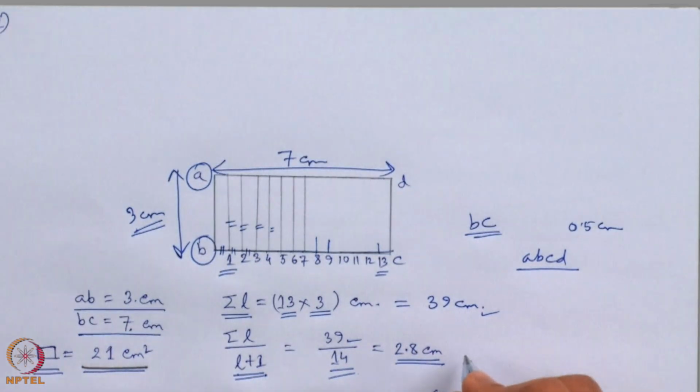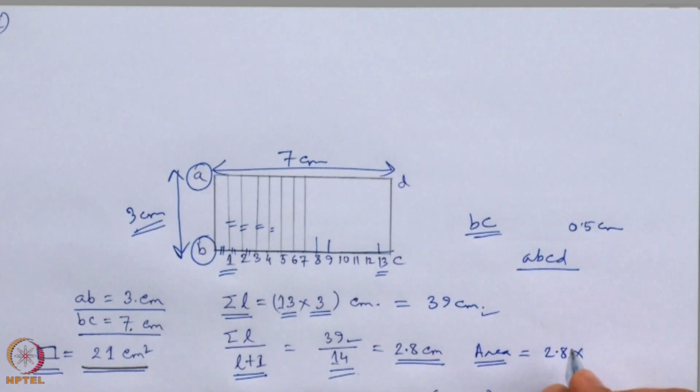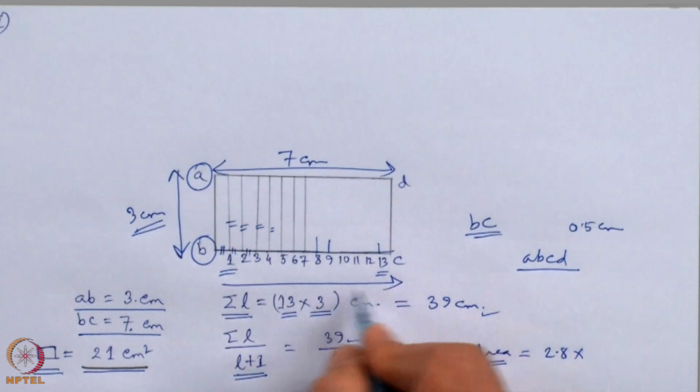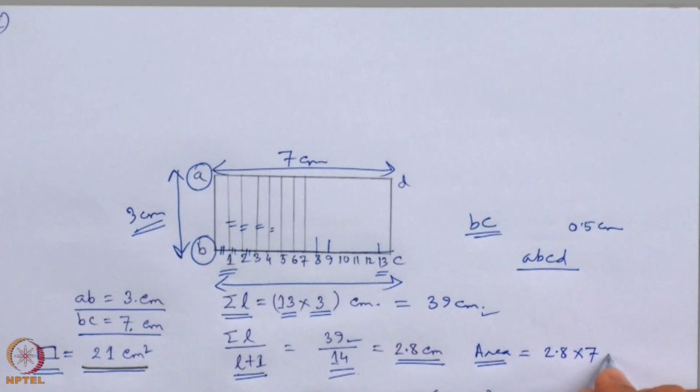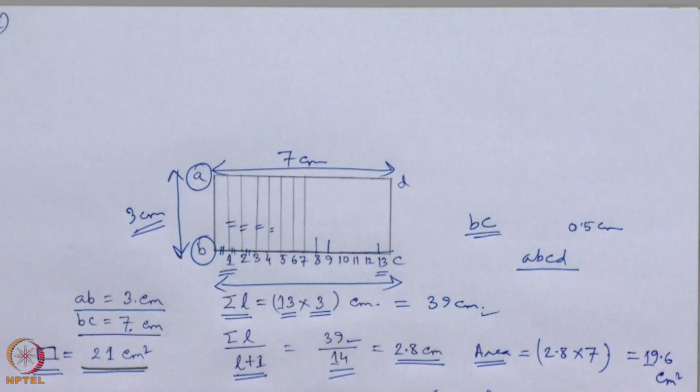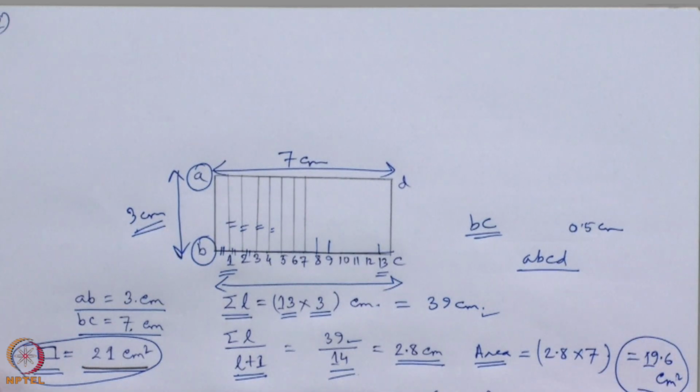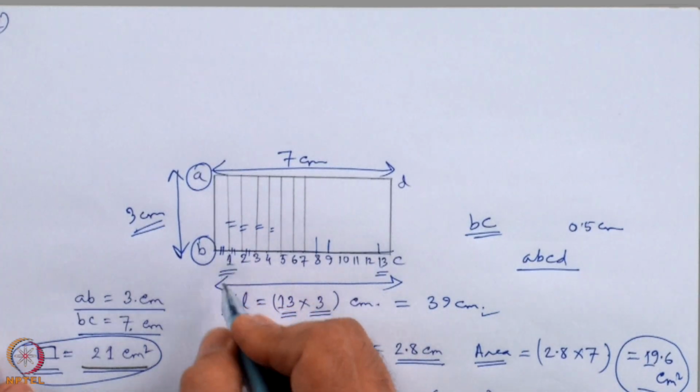So, the area of the rectangle using approximation formula will be 2.8 centimeter multiplied by the BC length, which is 7 centimeter, which turns out to be 19.6 centimeter square. Now, you can compare, the true area is 21 centimeter square, whereas using approximation formula I have got 19.6 centimeter square. A question comes frequently in mind.